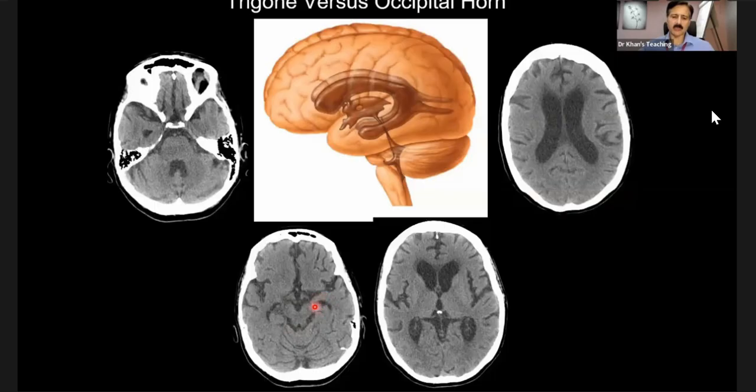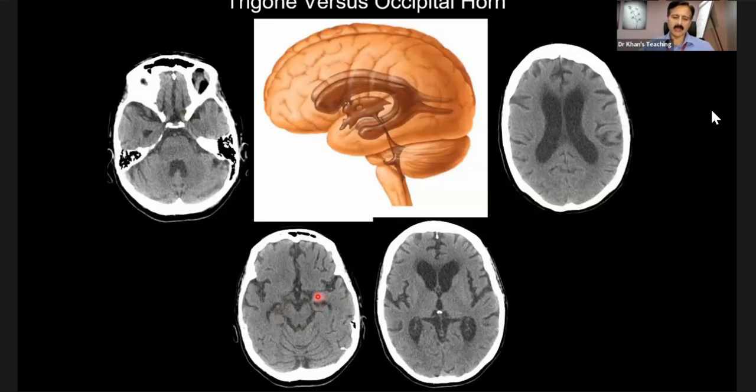Uncus is the medial-most portion of the temporal lobe. And this is the structure which dips into the incisura, into the hiatus, to cause transtentorial herniation. When it slips inside, it will compress this, and this will be displaced to the contralateral side.